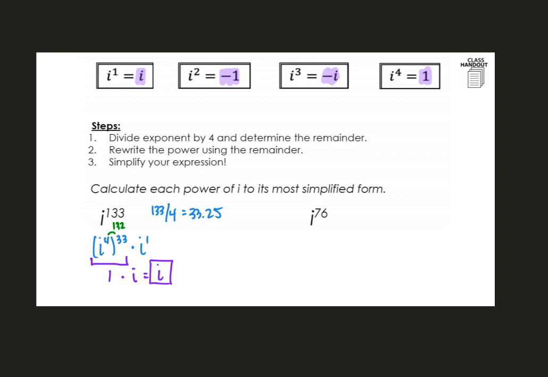All right, so for the second example, we're going to do the same thing. We're going to do 76 divided by 4, which is 19. So we're going to rewrite this as i to the 4th to the 19th power. 4 times 19 gives you 76. So we already have an equivalent statement, so there's no remainder. In that case, we know that i to the 4th is equal to 1.